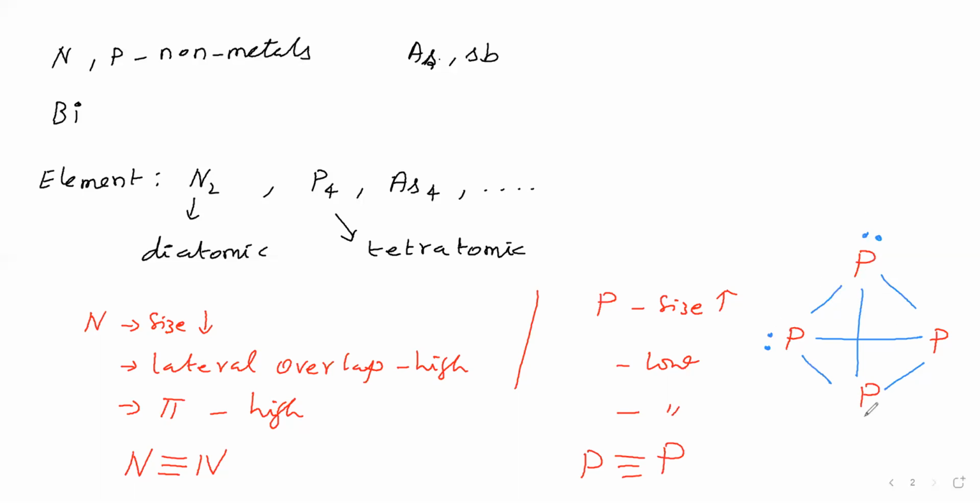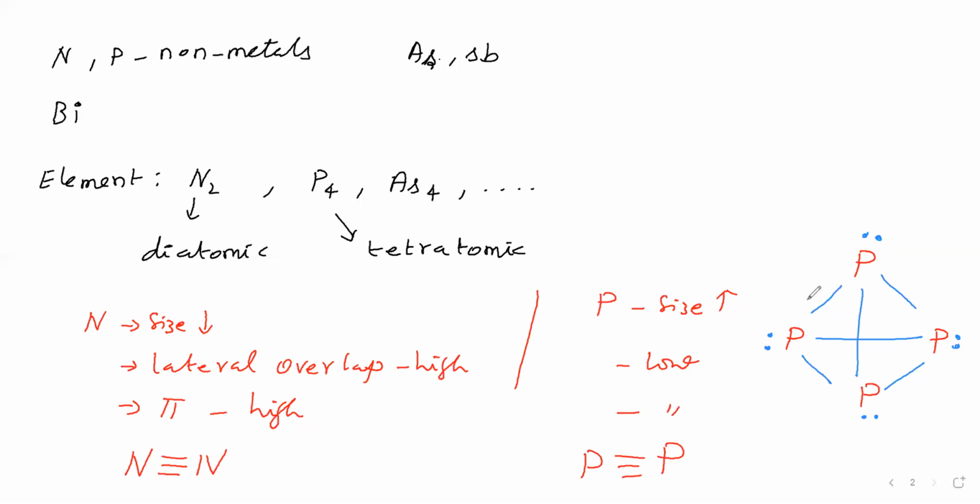Each phosphorus is having one lone pair. Why? Because phosphorus, coming under the fifth group, has 5 electrons in its valence shell. Out of 5 electrons, 3 electrons have gone for bonding. The remaining 2 electrons remain as a lone pair for this phosphorus. Okay, so phosphorus is existing as P4 like this.